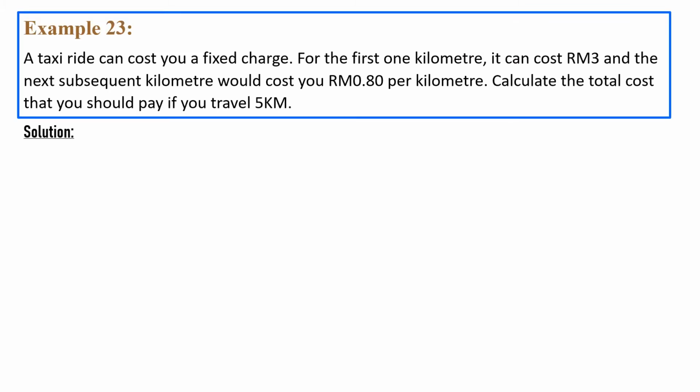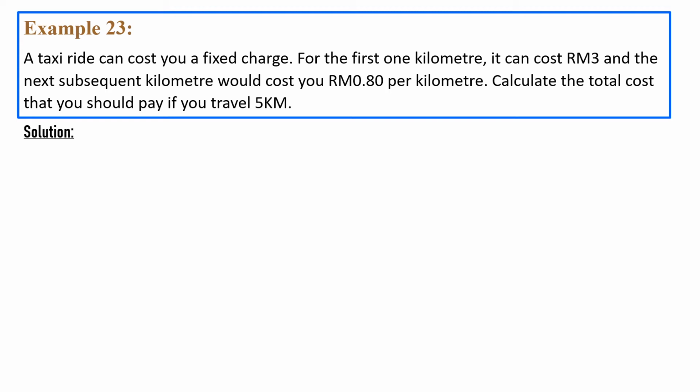Now we go to example 23. A taxi ride can cost you a fixed charge. For the first 1 kilometer, it costs 3 ringgit and each subsequent kilometer costs 80 cents per kilometer. Calculate the total cost that you should pay if you travel 5 kilometers.